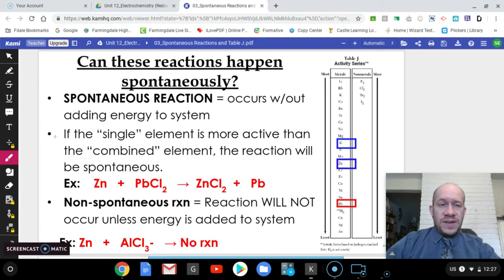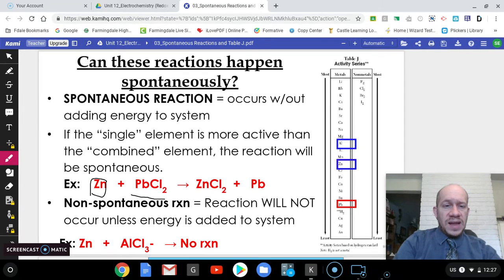For definition purposes, if the single element is more active than the combined element, so this would be our single element here in this example, and this is our combined element, the reaction will be spontaneous. What that means is if the single element is higher on Table J than the element in the combined element, the reaction will occur spontaneously. Because zinc is higher than lead, this reaction will occur.